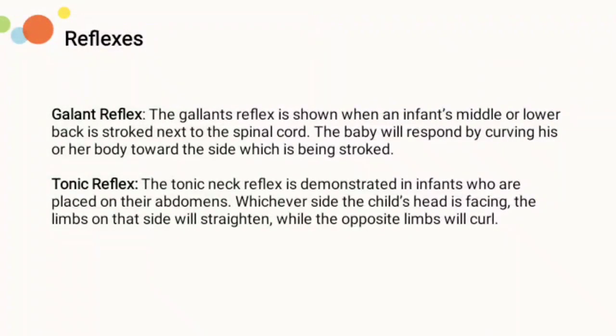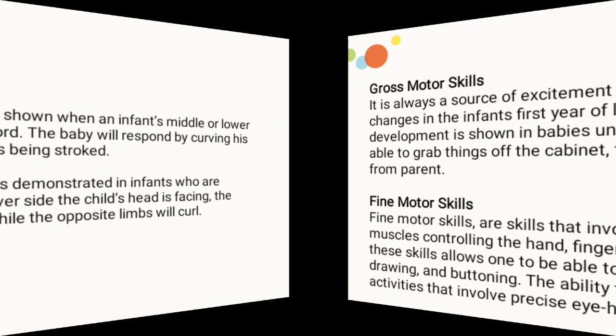Another, the Galant reflex. The Galant reflex is shown when an infant's middle or lower back is stroked next to the spinal cord. Another is the tonic neck reflex, which is demonstrated in infants who are placed on their abdomens.